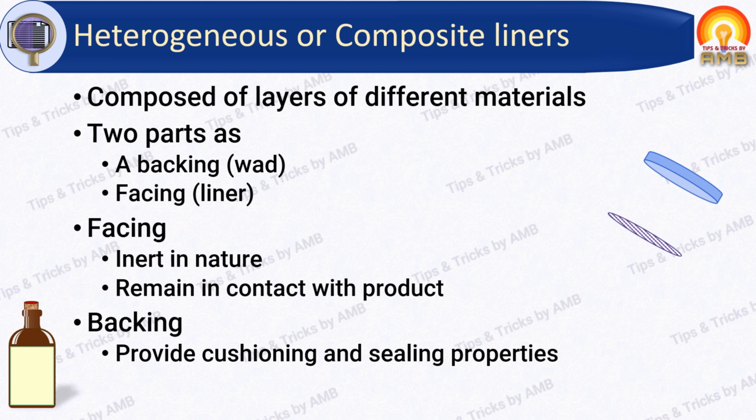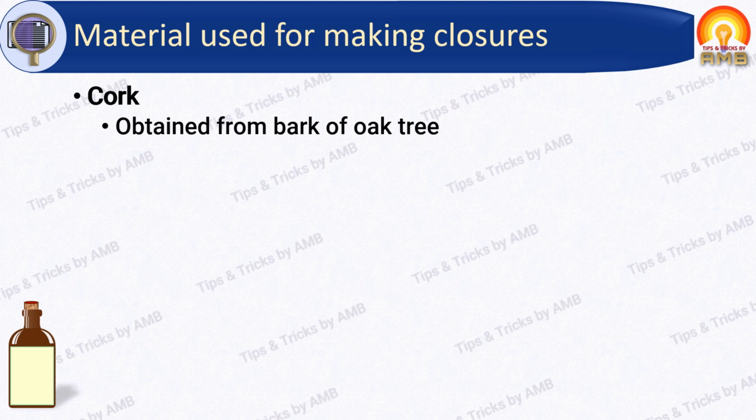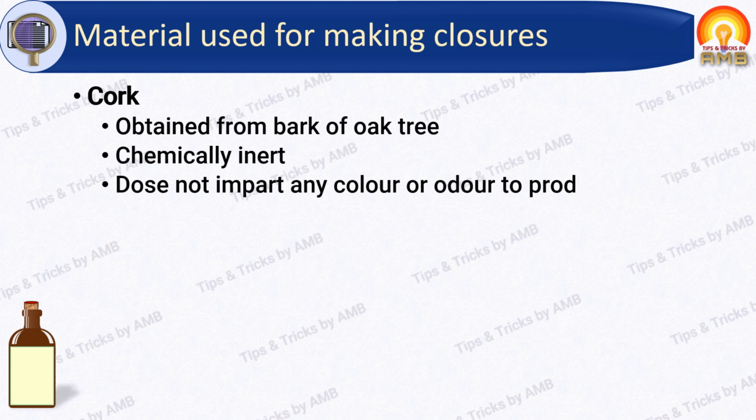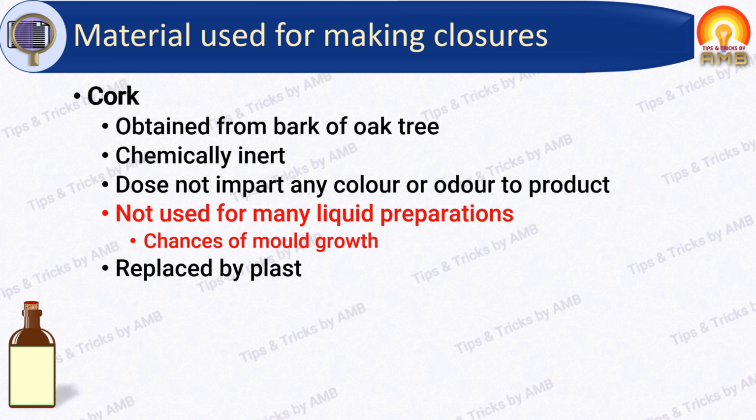Now let's discuss the material used for making the closures. The first material is cork. It is obtained from the bark of an oak tree. It is chemically inert and does not impart any color or odor to the product. But these are not used for many liquid preparations because of chances of mold growth. Nowadays, these are replaced by plastic and rubber closures.